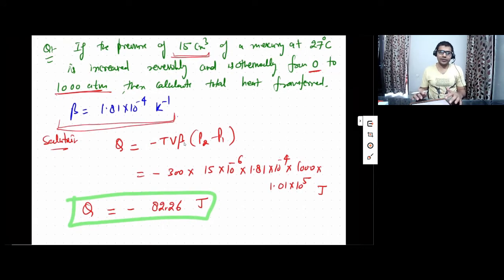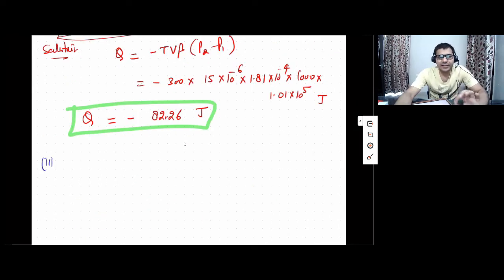Now let's go to another important application of the second TdS equation. The second application is in the case of reversible adiabatic change of pressure. Earlier we discussed the reversible isothermal change of pressure. Now we are going to consider the reversible adiabatic change of pressure.